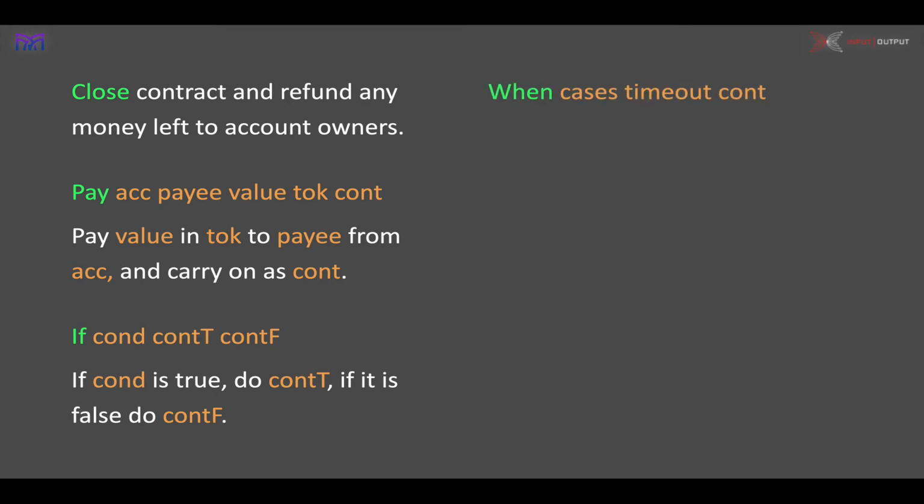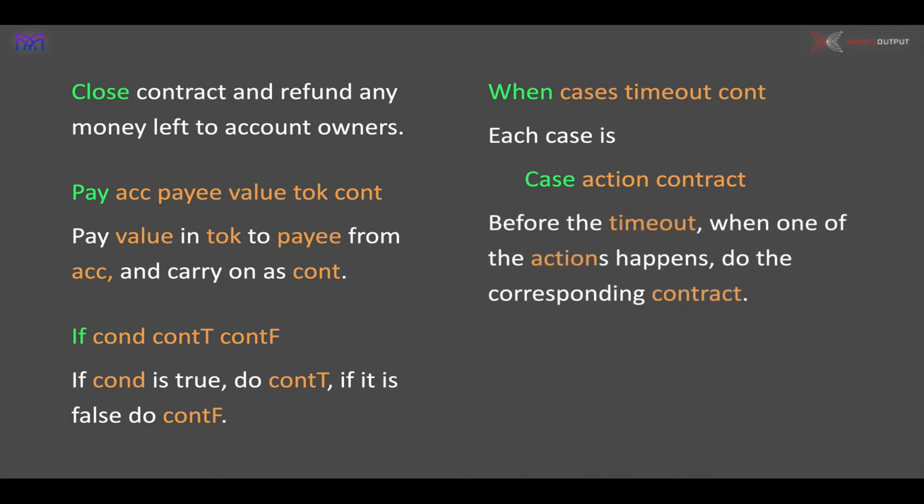Now, what about the when? The when has 3 components. It has a number of cases, it has a timeout, and it has a continuation. So let's see what happens there. Each case is itself an action and a contract. And what happens is, before the timeout happens, when one of the actions happens, we do the corresponding contract. It's got various possible actions. When one of them happens, we do the corresponding contract. But if we reach the timeout and none of the actions has happened, we do cont.